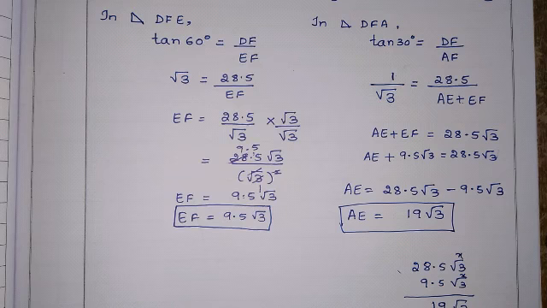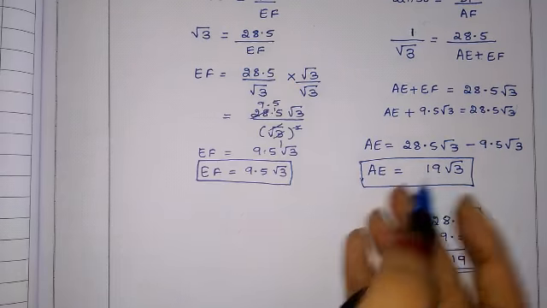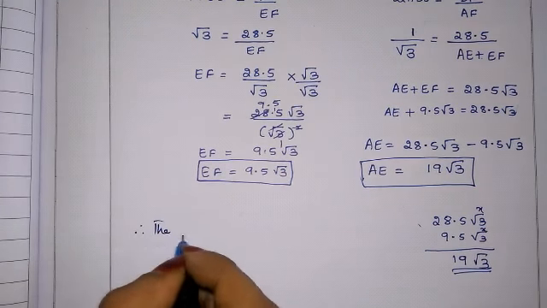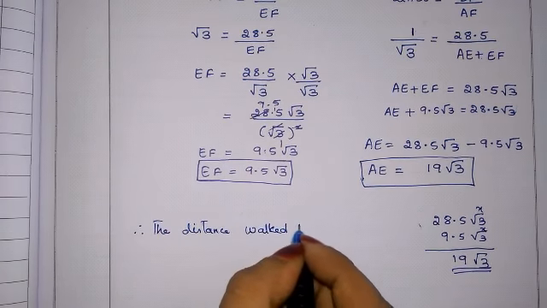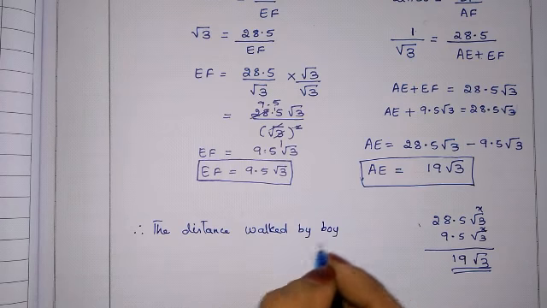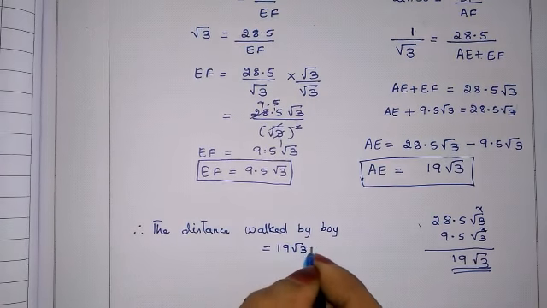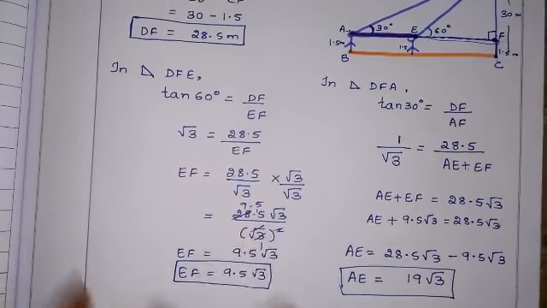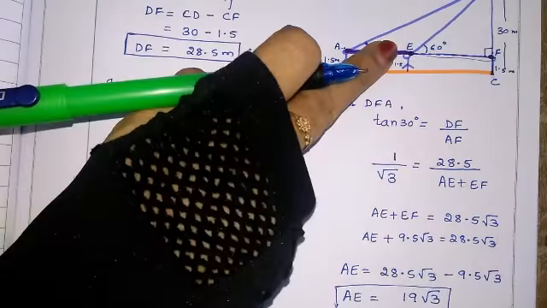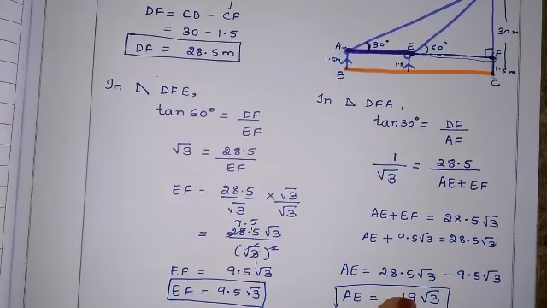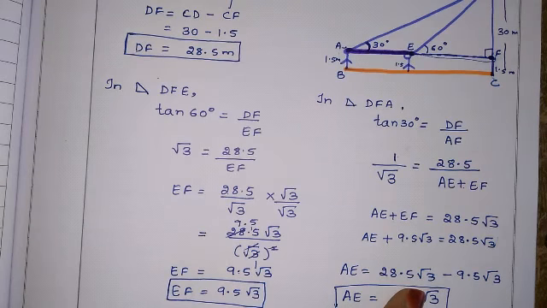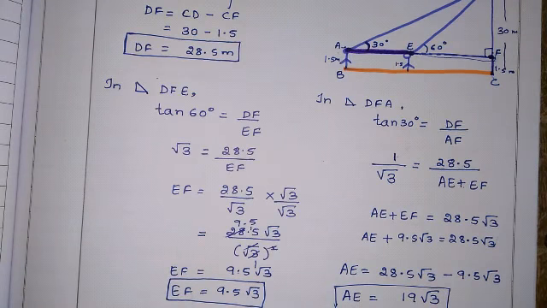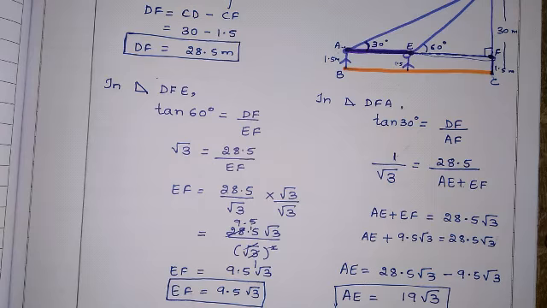We can write, therefore, the distance walked by the boy is 19 root 3 meter. I have clearly explained how two triangles are formed. So two separate triangle solutions we have to do. First I have solved this and then have taken the big triangle. Then we have solved clearly. It's very easy and very important too.